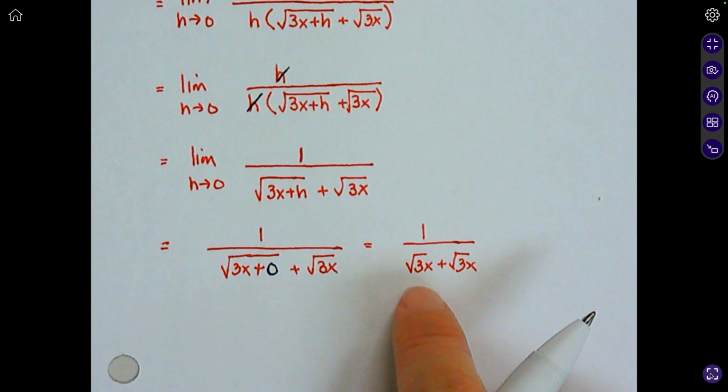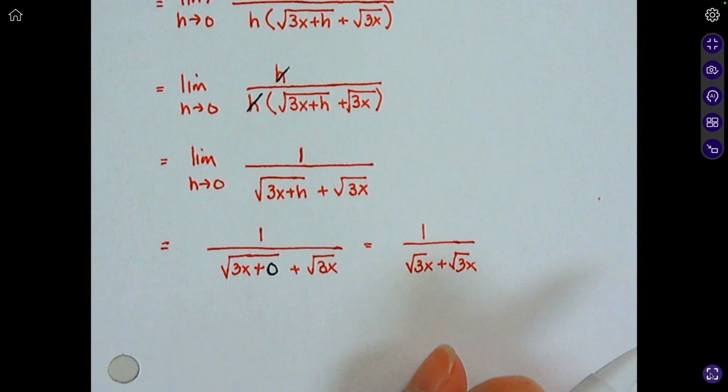What is the square root of 3x plus the square root of 3x? What's that equal to? What is it?